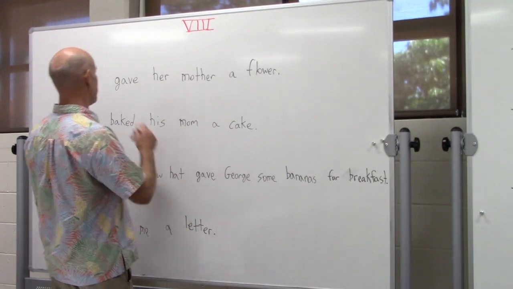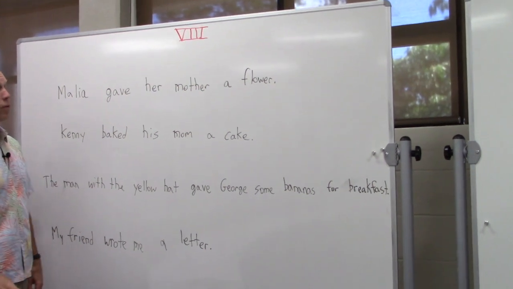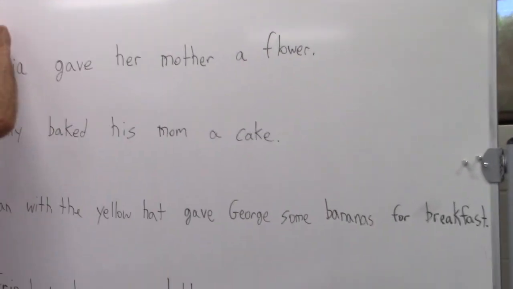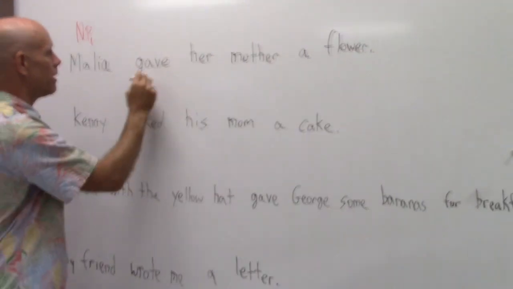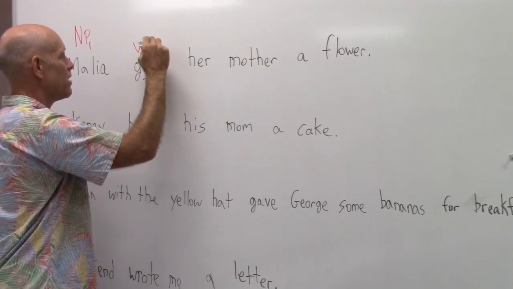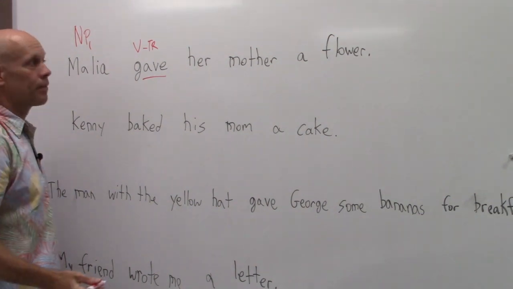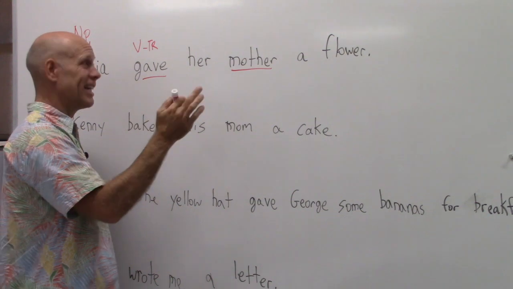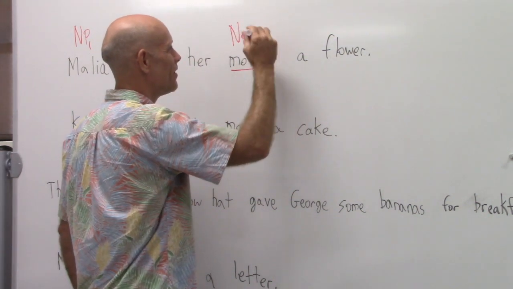Can you read this one out for me, buddy? Malaya gave her mother a flower. What are your nouns? Malaya. Noun phrase 1. Okay, the verb, right? That's your verb transitive. Next, noun. Mother. Okay, how do you know it's a noun? Because you can hug her. You can hug your mother, all right. That's your noun phrase 2.